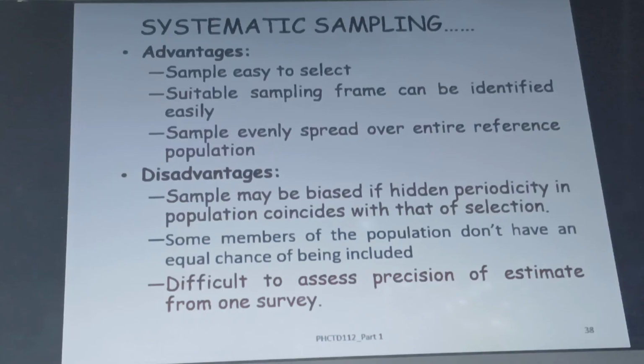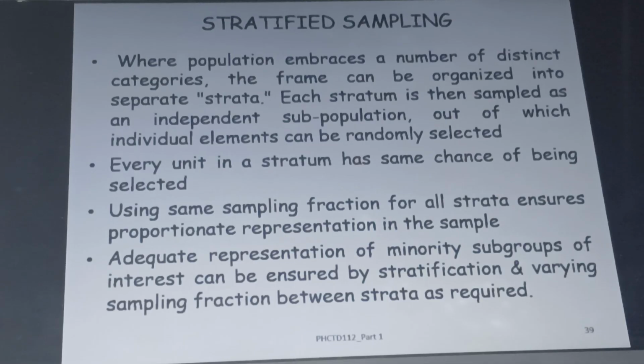What are the disadvantages? The sample may be biased if the periodicity in the population coincides with that of selection. Some members of the population don't have an equal chance of being included, since you already said the kth number, just like the example with the 10th person. So every 10th person, that means everybody does not have an equal chance of being included. And it's very difficult to assess the precision of estimates from such a survey.